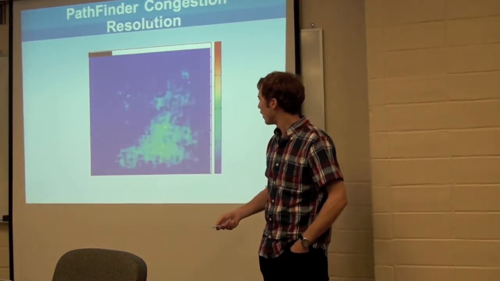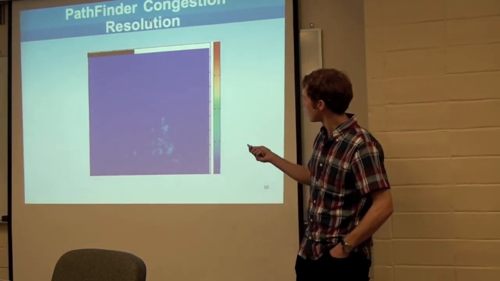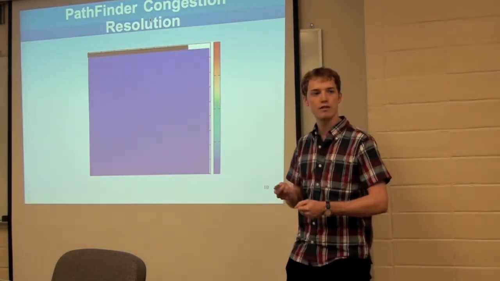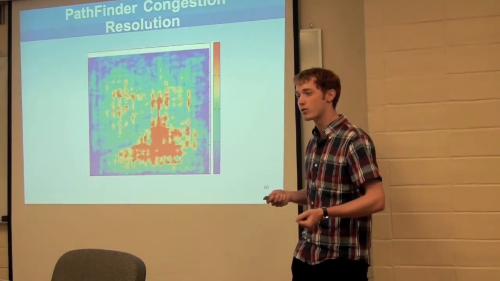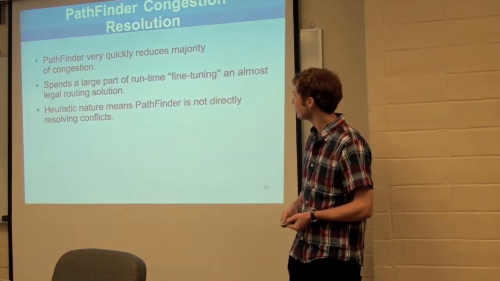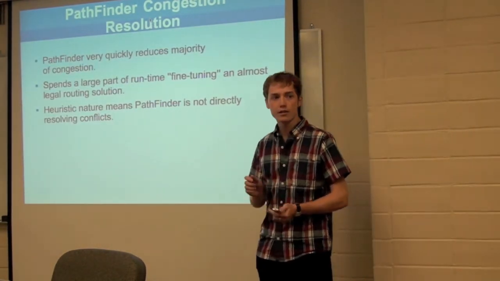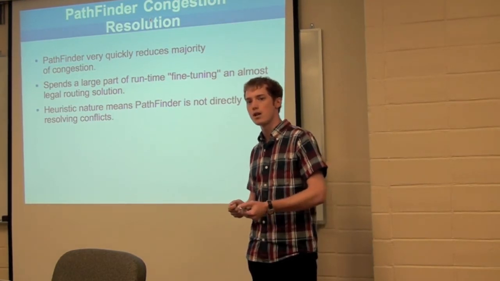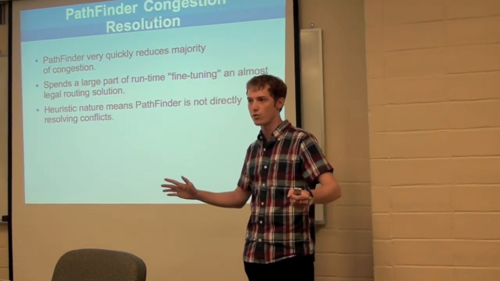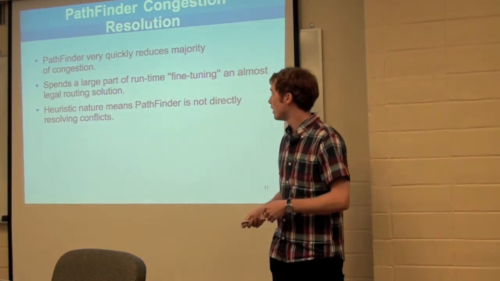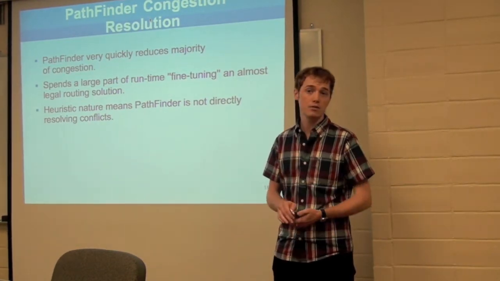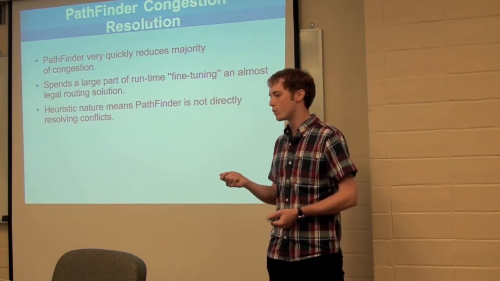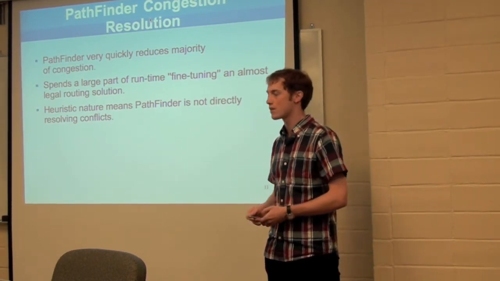There we go. Right, so the congestion gets resolved. Halfway through, there's almost no congestion left. In the last half, it's really just kind of fine-tuning an almost legal routing solution. So PathFinder is very good at quickly reducing the majority of the congestion, kind of making broad changes so it spreads the signals out quite well. But then it spends a significant amount of time just kind of fine-tuning the design and trying to resolve those last few conflicts.